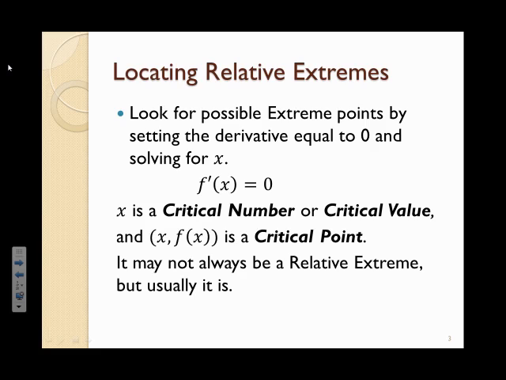We won't get into some of the odd functions necessarily, although we will see a few of them, where even though you may have a critical point, it may appear to be a relative extreme, but it may not actually be one. We'll see an example of that shortly. But in most of the functions we're going to deal with, the slope at the extremes will always equal 0.